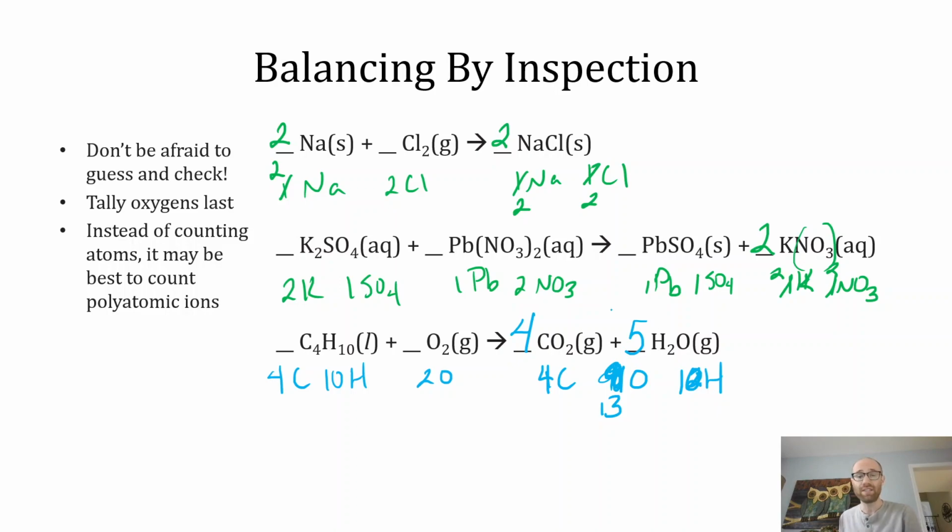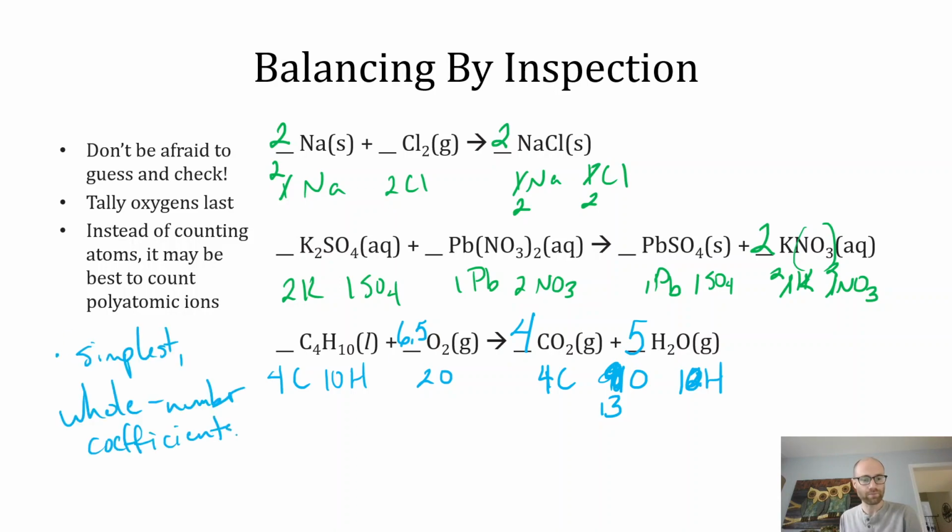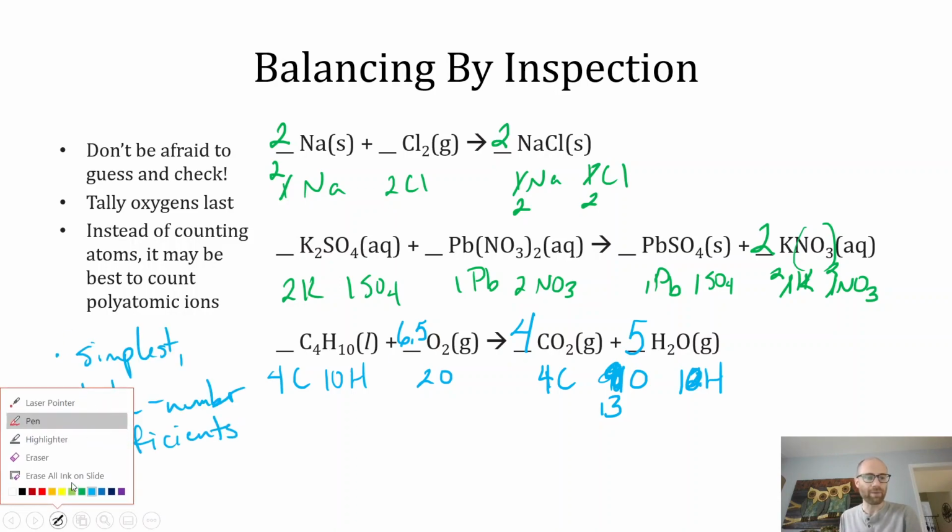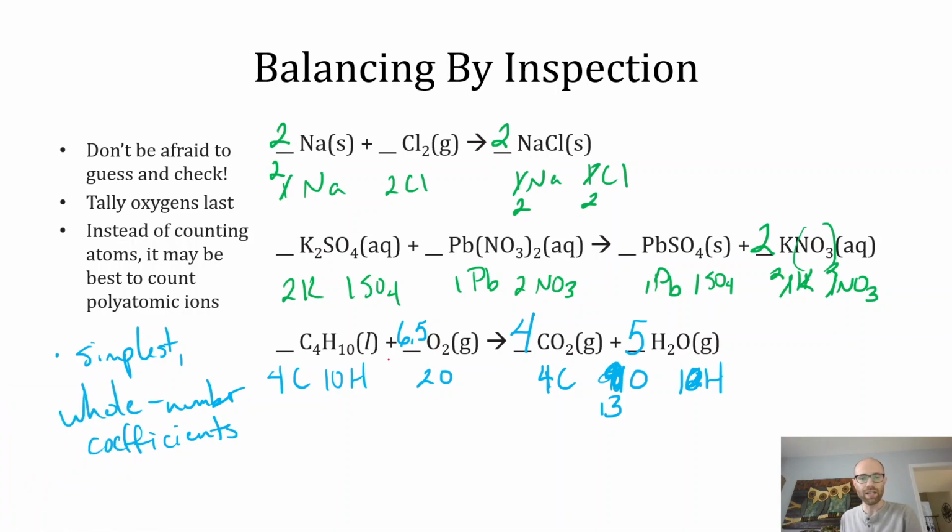There's 2 ways to deal with this. I personally like the idea of making it work with a decimal, but I didn't mention this. You always have to balance a chemical equation with simplest whole number coefficients. So looking at this, we can't leave this 6.5. By putting the 6.5, we do actually balance out the chemical equation, right? 6.5 times 2 is 13. We're good on C's, H's, and O's.